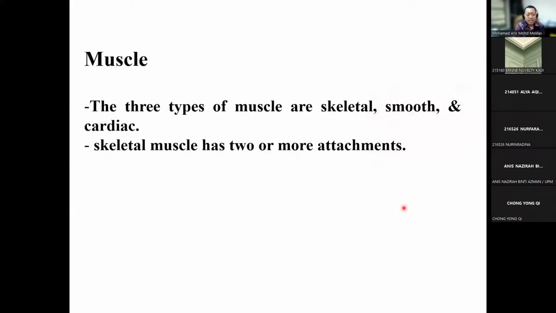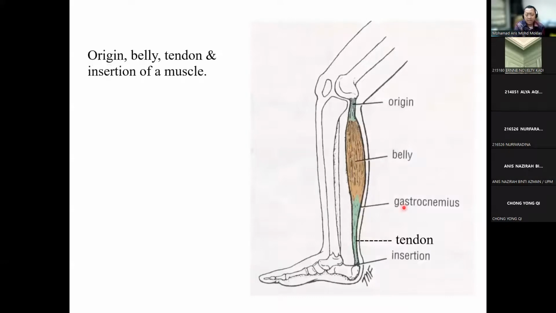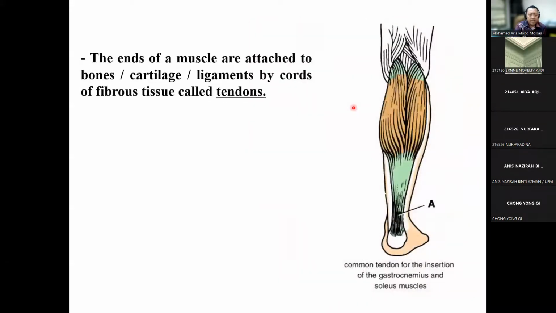So the three types of muscles are skeletal, smooth, and cardiac. And then the skeletal muscle has two or more attachments. So as I mentioned earlier, muscles normally start with the belly, and then the two attachments to the respective bones, known as the origin and also insertion. And before they attach to the bone, they must attach to the tendon first, right? And then the ends of the muscles are attached to the bones or cartilage or ligament by a cord of fibrous tissue called a tendon, as I mentioned earlier. It's a tendon, right?